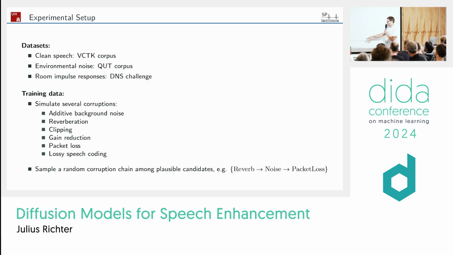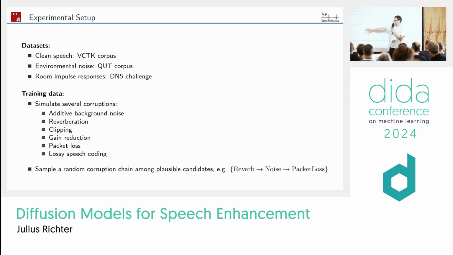And we also noticed that they do not only use independent distortions, but they also chain them, so they consecutively apply one distortion after the other. So for example, reverb, then noise, and then packet loss.